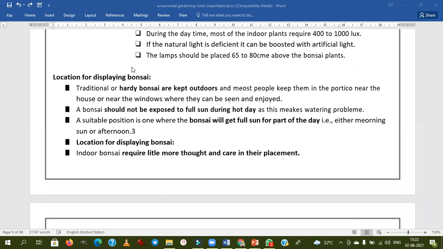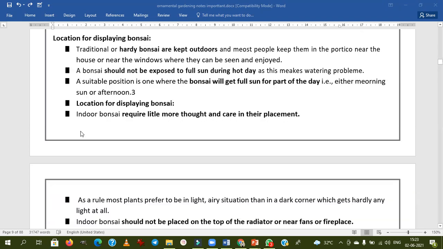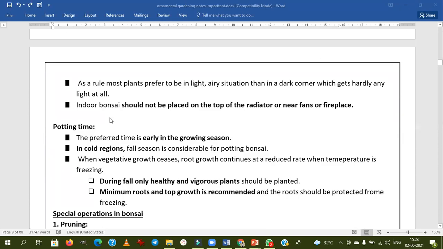Then location for displaying the bonsai, where should it be kept? Traditionally, the hardy bonsai are kept outdoors, not in full sunshine, but outdoors. The bonsai should not be exposed to full sun during the hot day. We should keep it in the morning or evening hours. You can also keep it indoors or on the balcony side. Like that, we can place it.